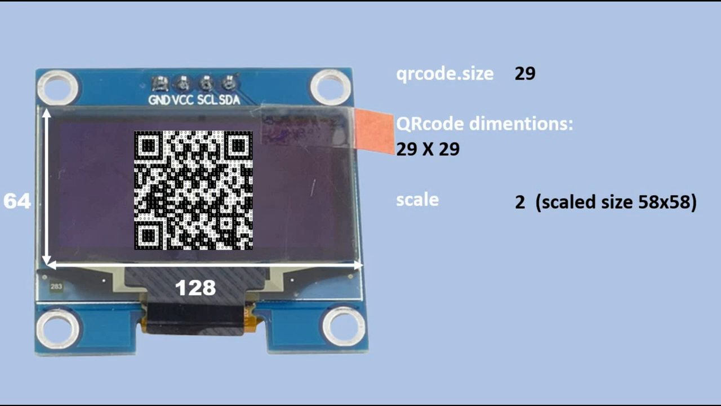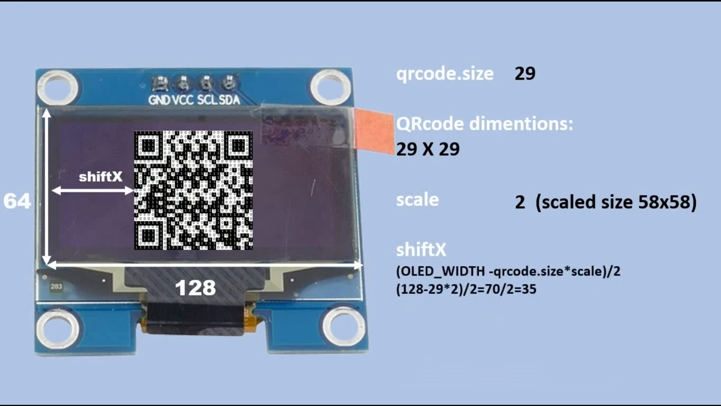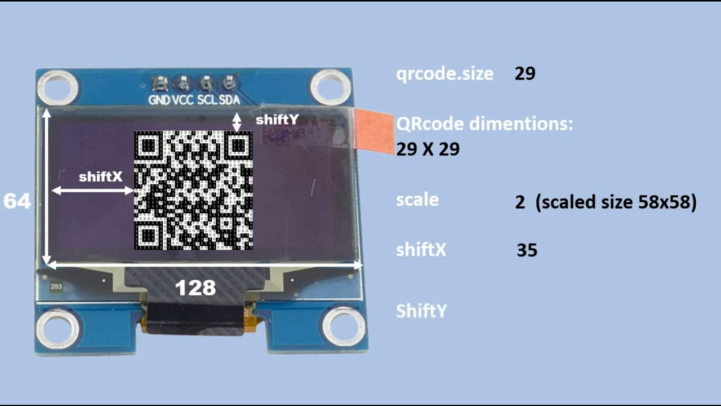After we determine the scaling factor, we can calculate the number of pixels the QR code needs to be shifted to the right in order to be centered on a display. We perform a similar calculation for the vertical shift to determine how many pixels the QR code needs to be shifted downward to be vertically centered.